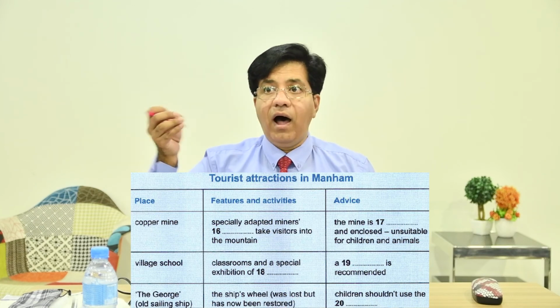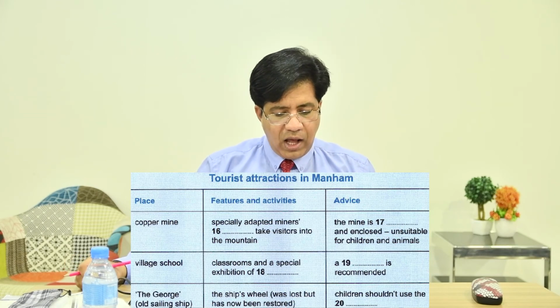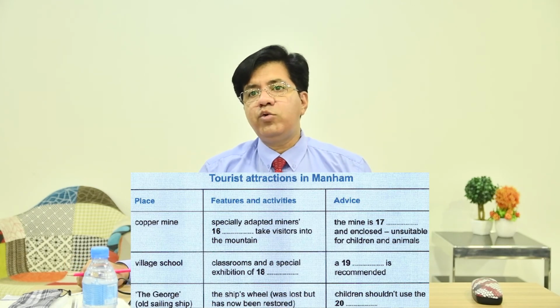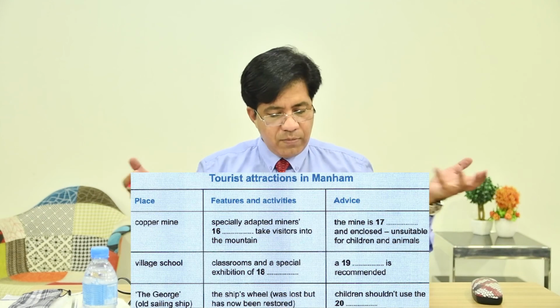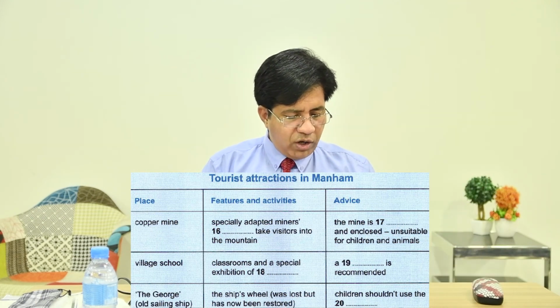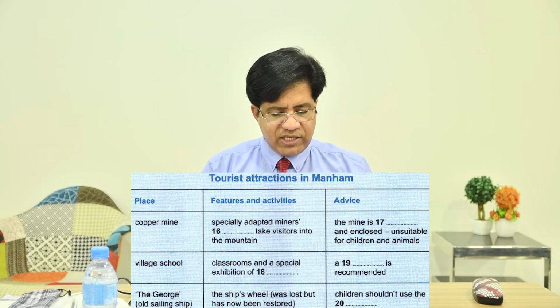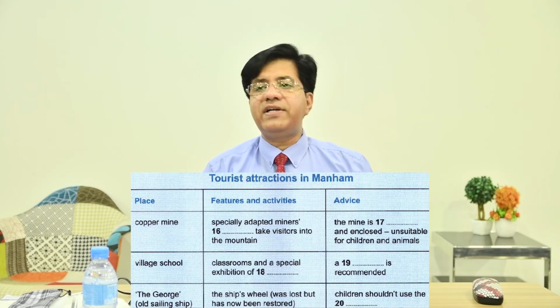A or with a. A is an article. That will give you some clue. A guided tour. Now, guided and tour will be written as two separate words because it's no more than two words. Okay, next is George old sailing ship. And you can see the last question is there. Children shouldn't use the dash.